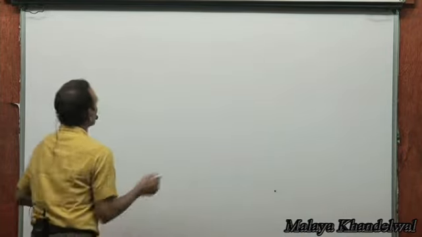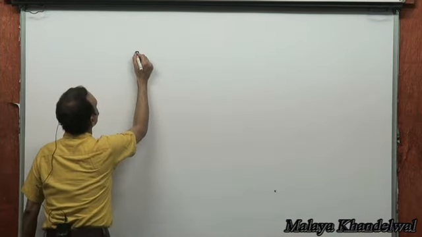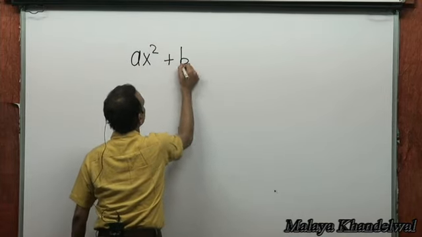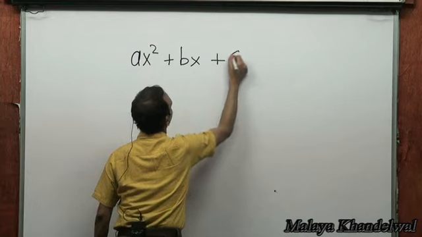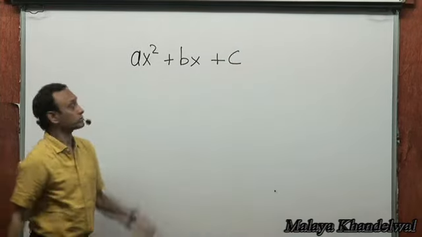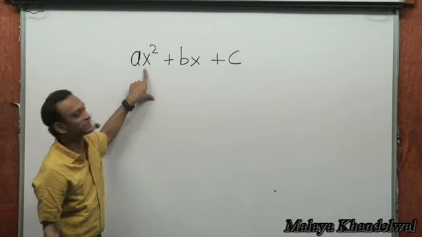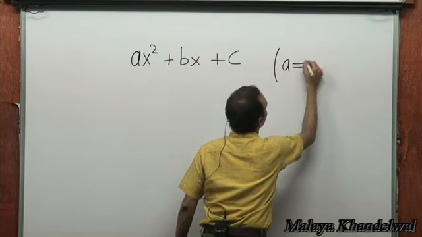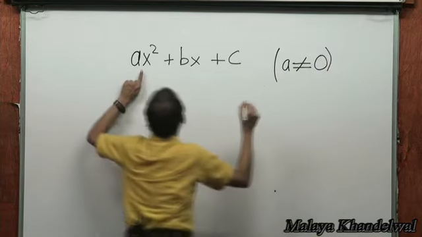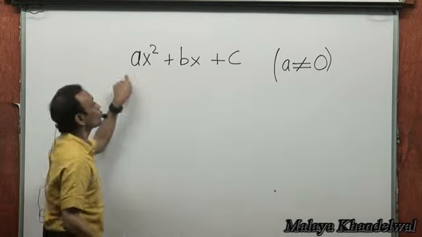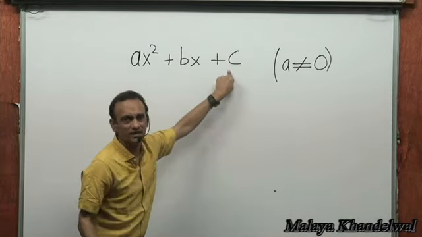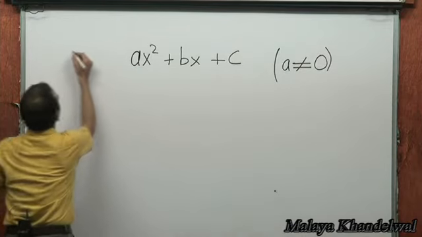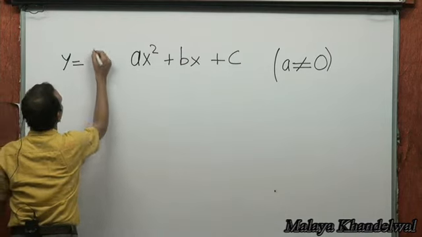Fundamentally, an expression of the kind ax squared plus bx plus c is a quadratic expression. It's a polynomial of degree 2 in x. And in this case, a should not be 0, because if a is 0, it will become a linear expression in x. It will no longer be a quadratic. b and c could be 0, but a cannot be 0 if it is deemed quadratic. Let me call this y, a function of x.